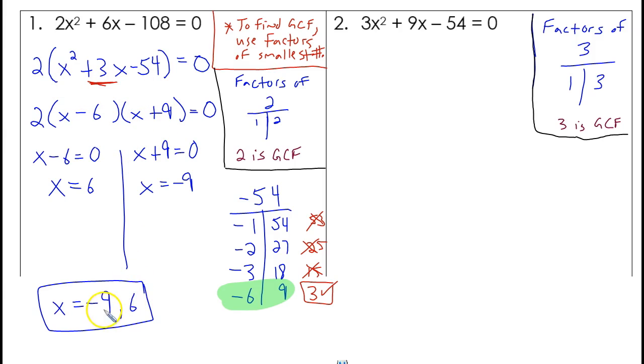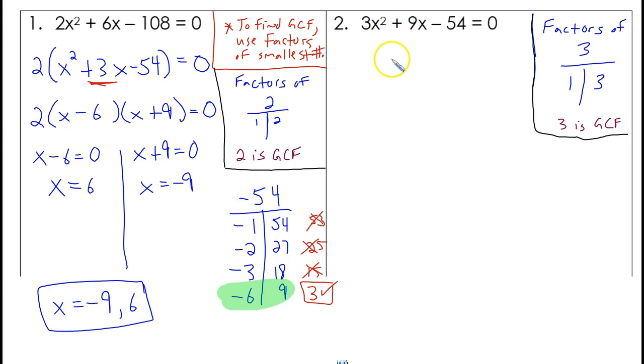And then when we get to the end, if we plug in these two numbers for x separately, first negative 9, do the math, we should get 0. We plug in 6, do the math, we should also get 0. So that's one way to check as we go along, and then at the end to make sure that we got the final correct answer, okay?